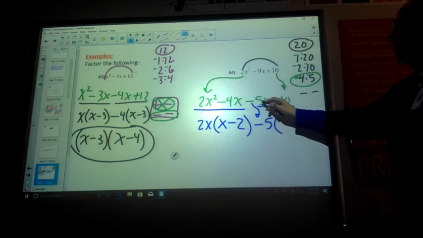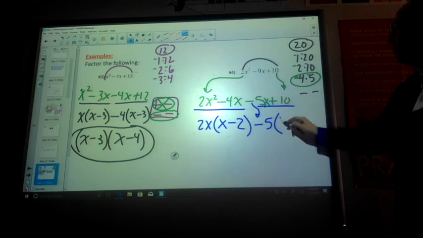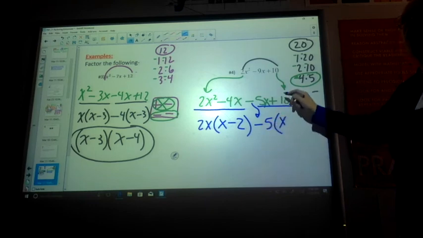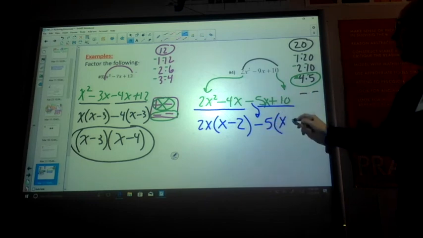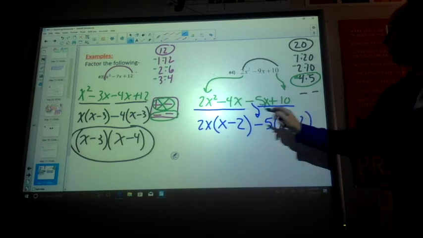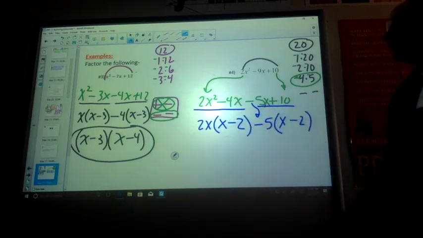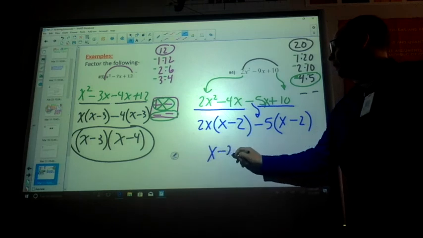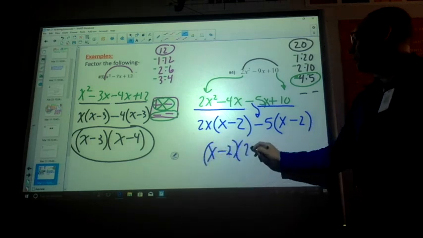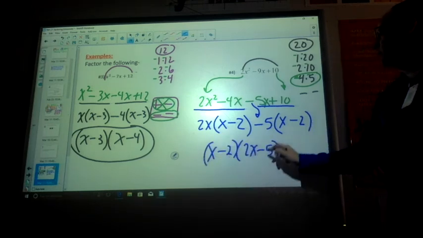So that's, if I factor a -5 out of -5x, it leaves me x. If I factor a -5 out of +10, what happens to this sign? -2. Do I have something the same between? Yeah. X minus 2. What do I have left? 2x minus 5. You guys are factoring.